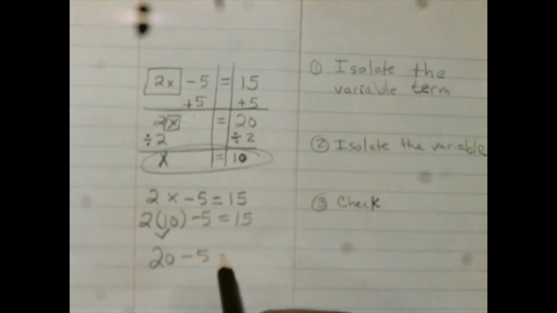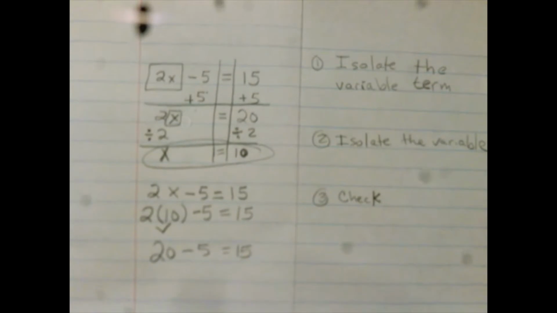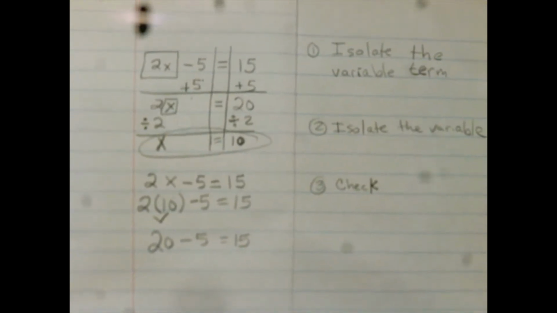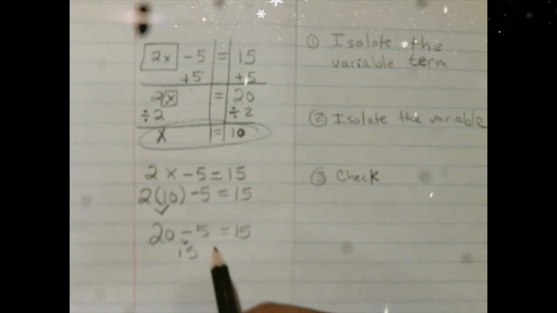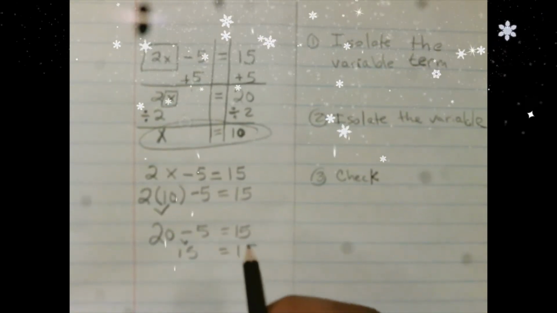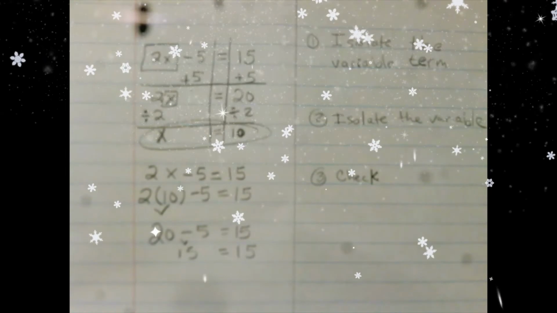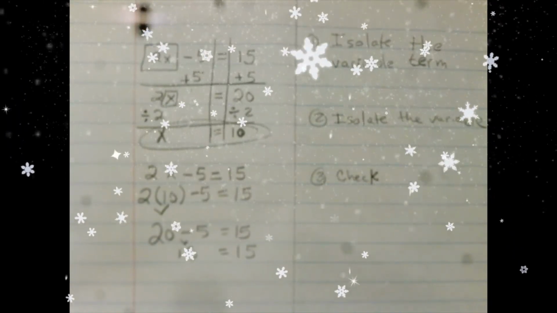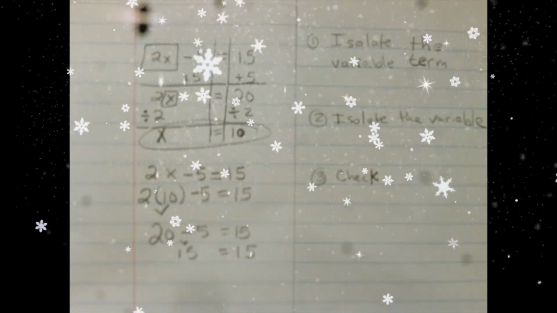20 minus 5 should be equal to 15. Yes, 15 is equal to 15. So it's a very straightforward process, nothing tricky about it.